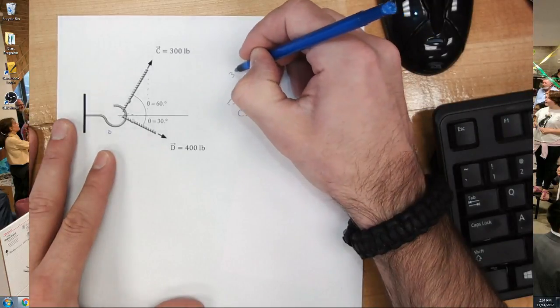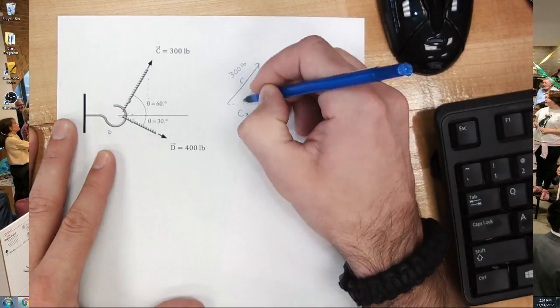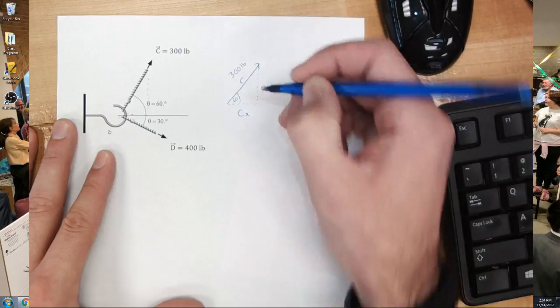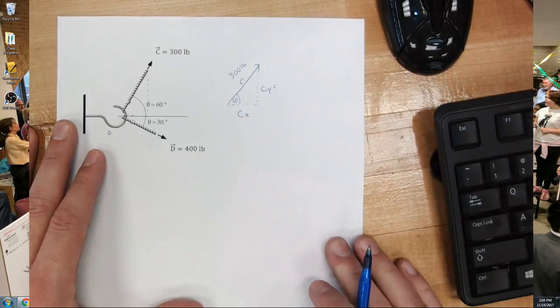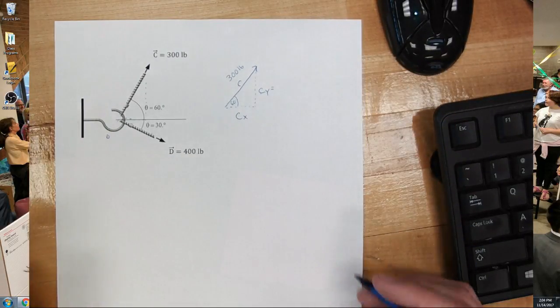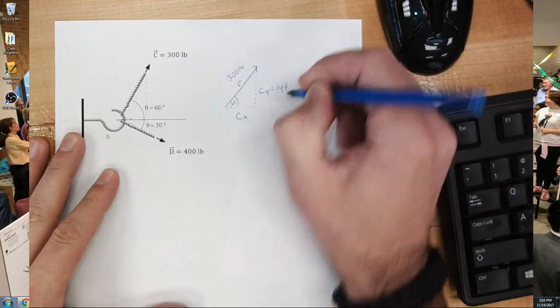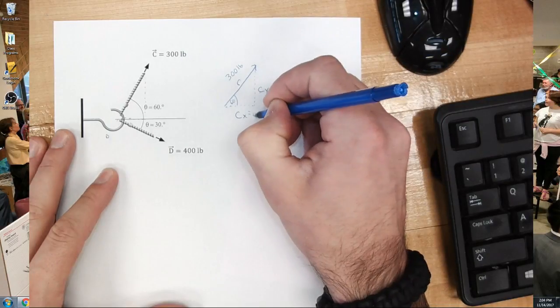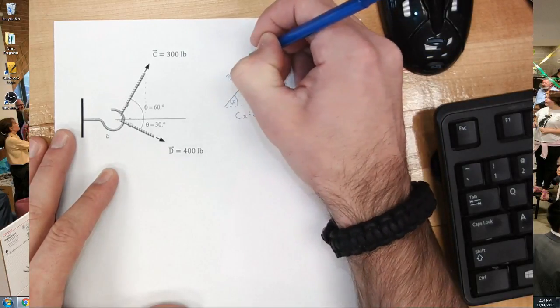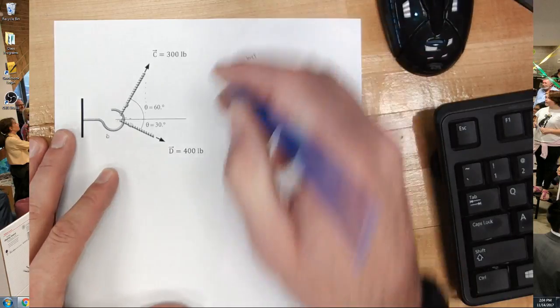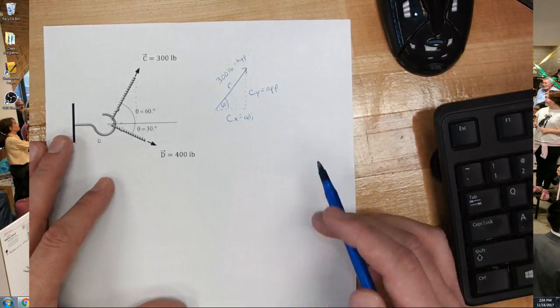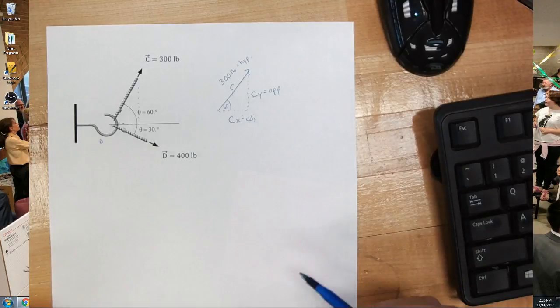So this is 300 pounds. This angle is 60 degrees. That makes C of Y what as far as a trig function? Opposite. Let's make sure we start there. C of X is obviously left to be the adjacent, and then our longest side is our hypotenuse. So using that information, now we can solve for one of these.